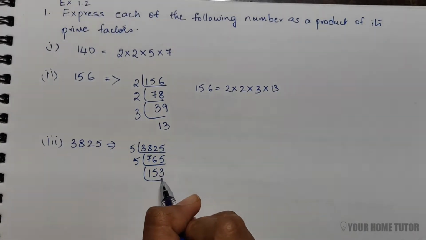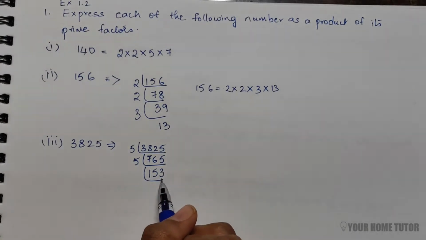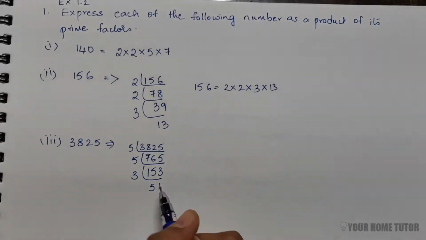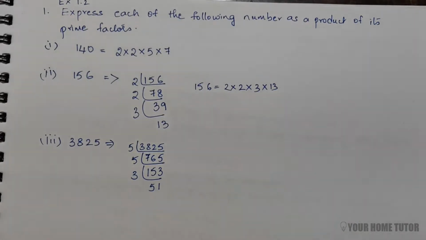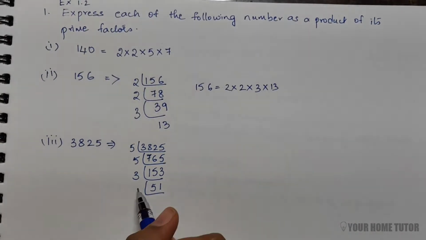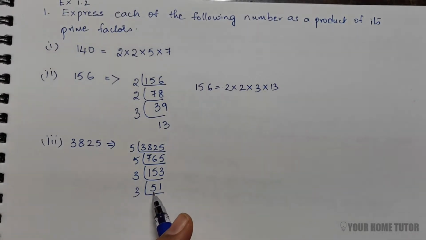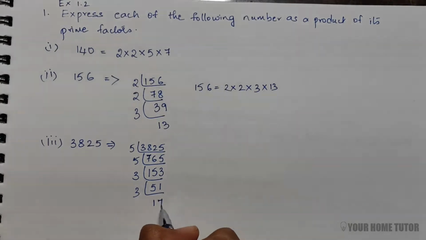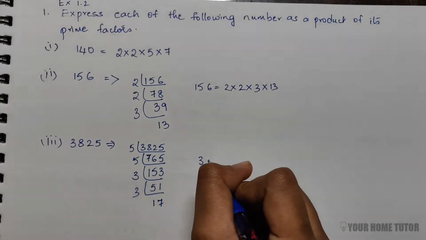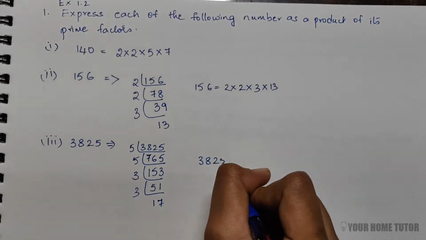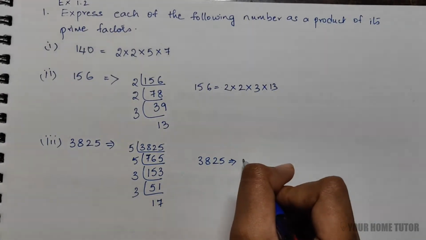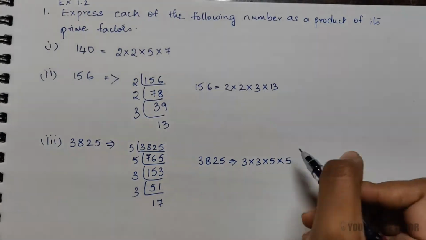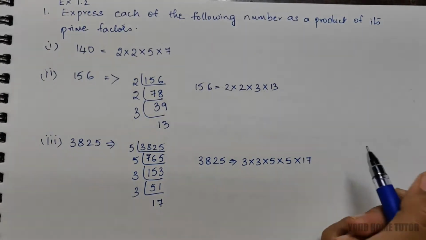So 153. This number is divisible by 3. 51. 51 again is divisible by 3. So we would get 17. So 3825 can be written as 3 into 3 into 5 into 5 into 17.